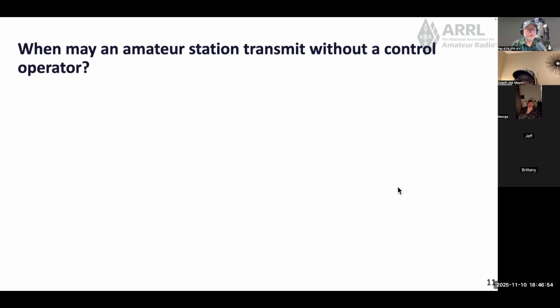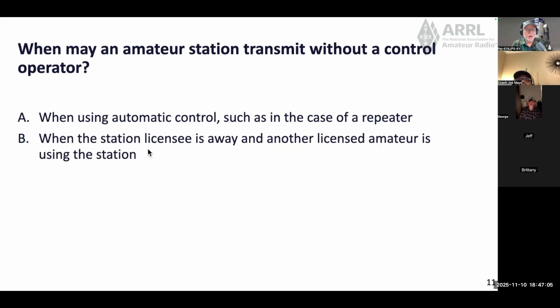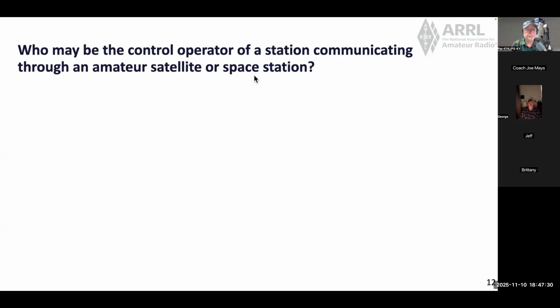Now, some practice questions. When may an amateur station transmit without a control operator? A, when using automatic control, such as in the case of a repeater. B, when the station licensee is away and another licensed amateur is using the station. C, when the transmitting station is an auxiliary station. D, never. Never. An amateur station cannot transmit without having someone present. So the answer is D, never.